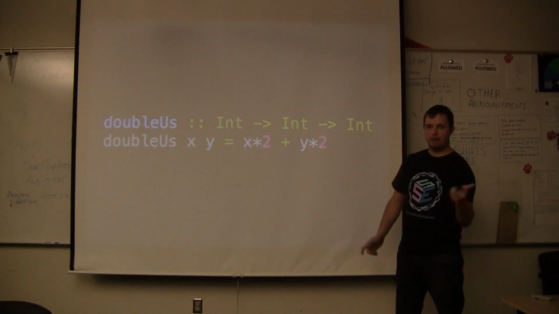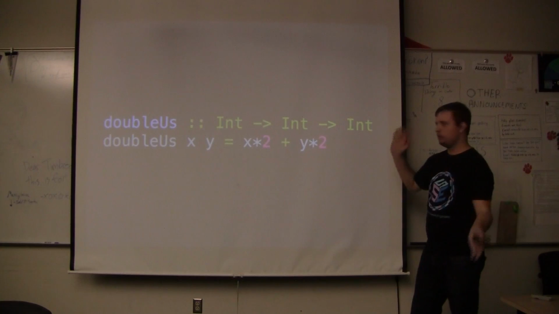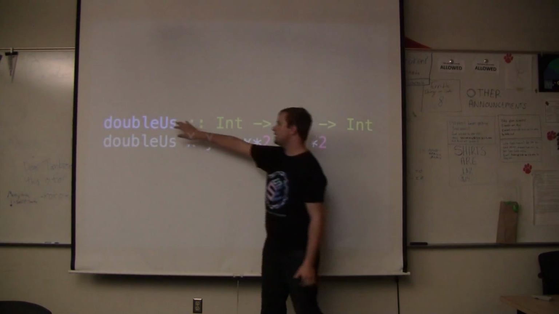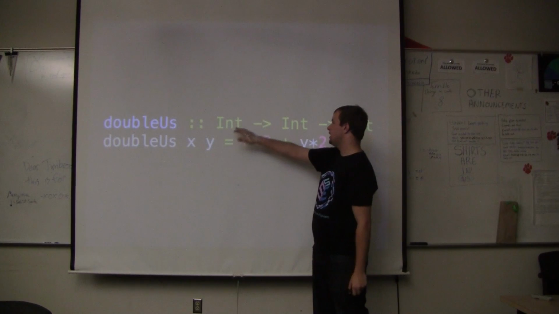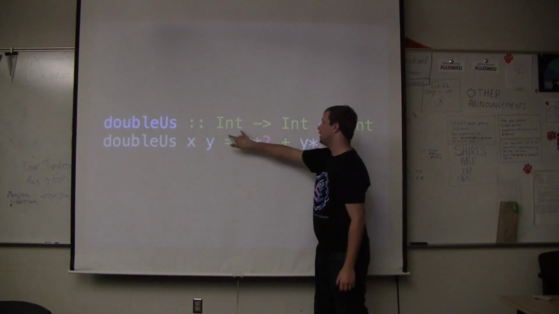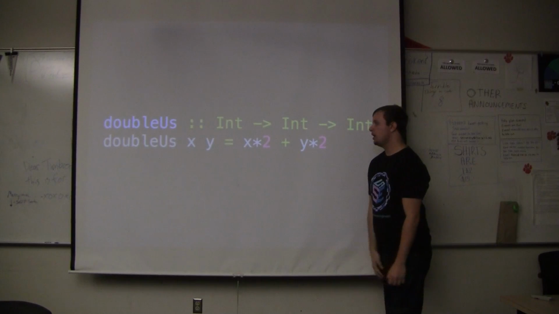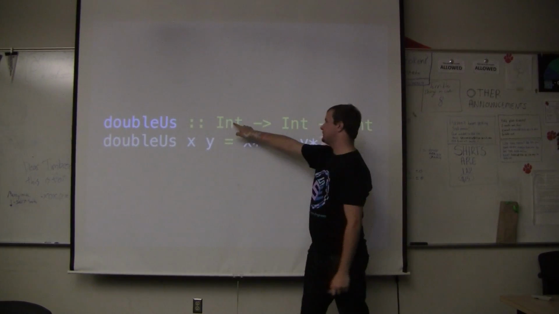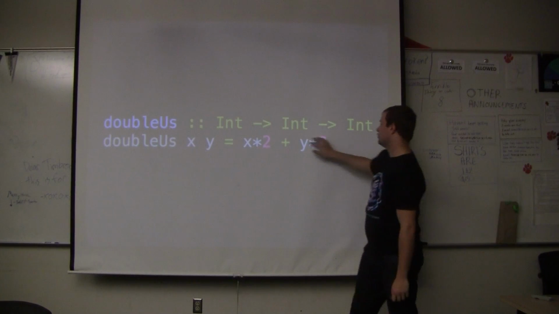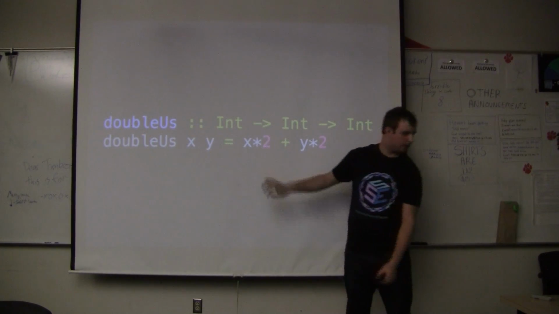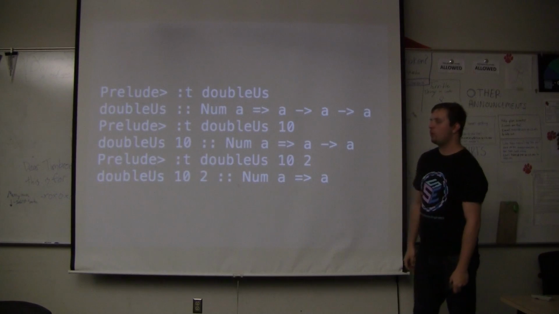So, to look back at that type declaration, what this reads in normal human speak is double us is something. And that something is a function that accepts an integer, that accepts a second integer, that returns an integer. So that x maps to the integer right there, that y maps to the integer right there, and that integer maps to what we have all over here. And we can see that if we start breaking it down a little bit more.